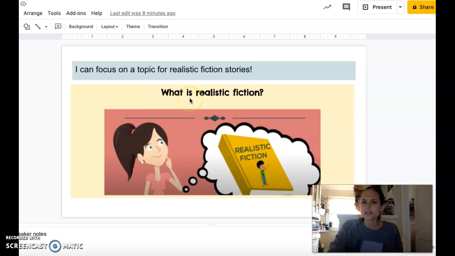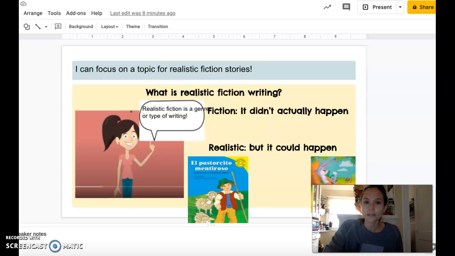But first, what is realistic fiction? Realistic fiction is a genre or a type of writing. It's fiction, which means it didn't actually happen, but it's realistic because it could happen. Now, there are two examples here of stories. One is a story that could really happen. It's about a boy and sheep, right?